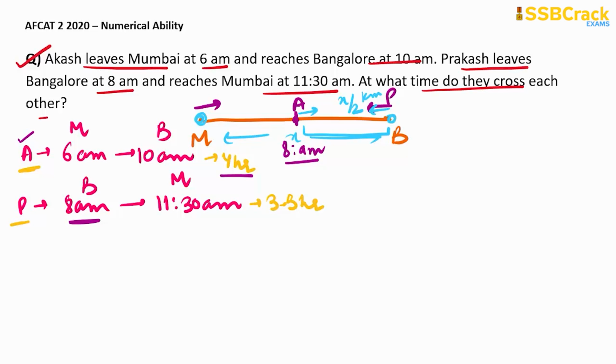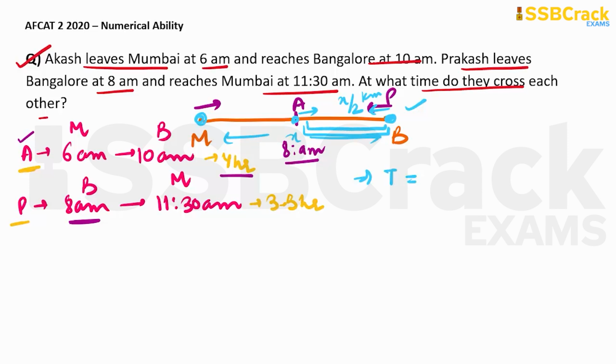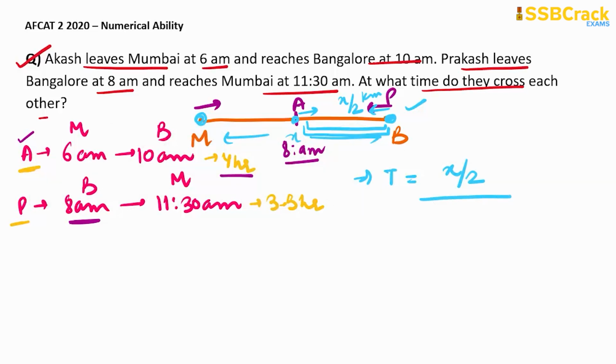So now we know the direct formula. The time at which they'll cross each other will be equal to total distance between them divided by relative speed. So if these are the positions of Akash and Prakash, then the total distance between them that they have to cover is x by 2. So it will be x by 2 divided by the relative speed. Now in this particular case, as they are moving in the opposite direction, the relative speed will be S1 plus S2, where S1 is the speed of Akash and S2 is the speed of Prakash, right. Now we can easily calculate the speed of Akash and Prakash.